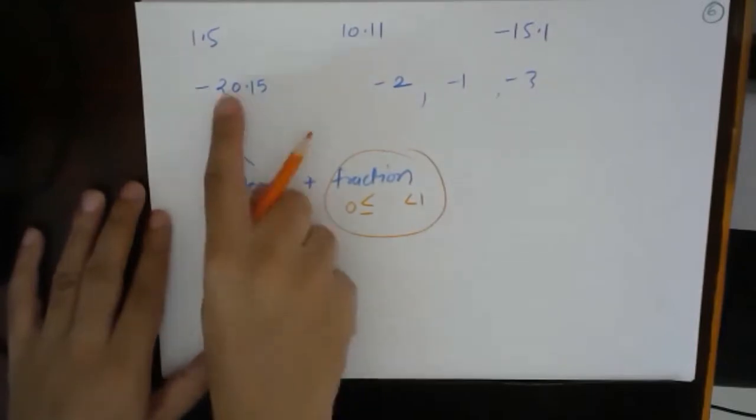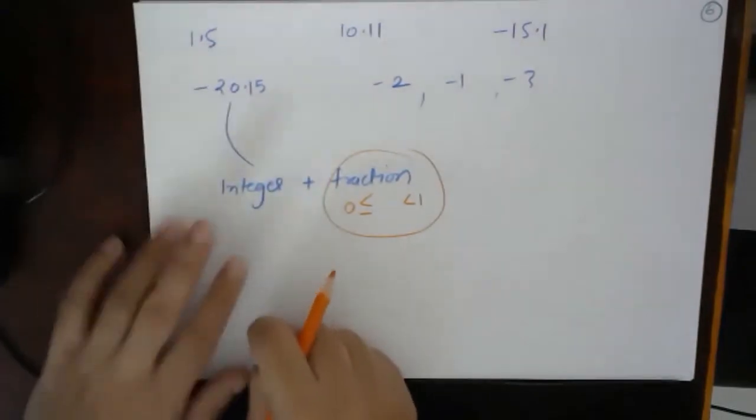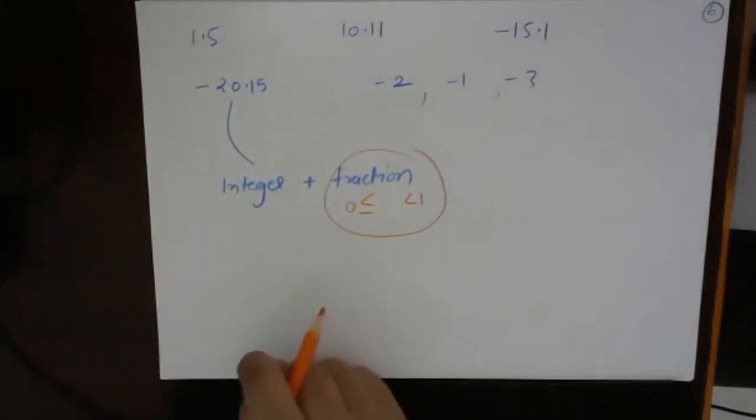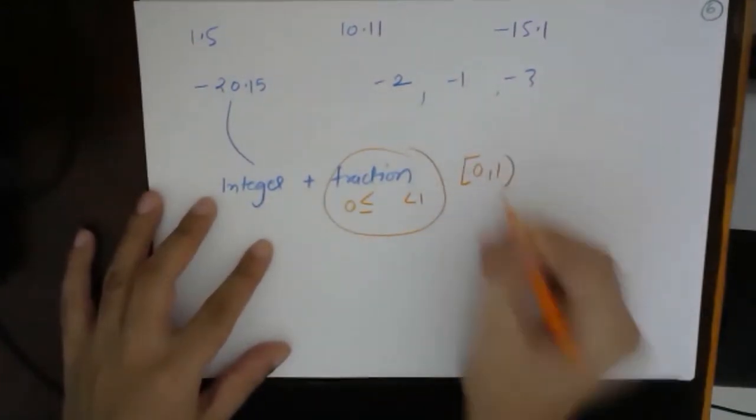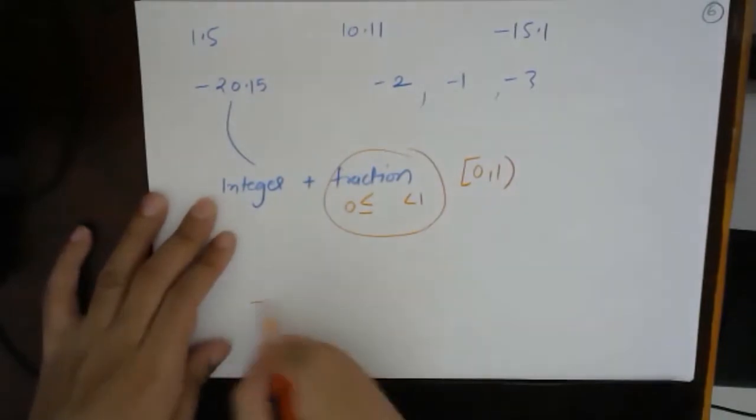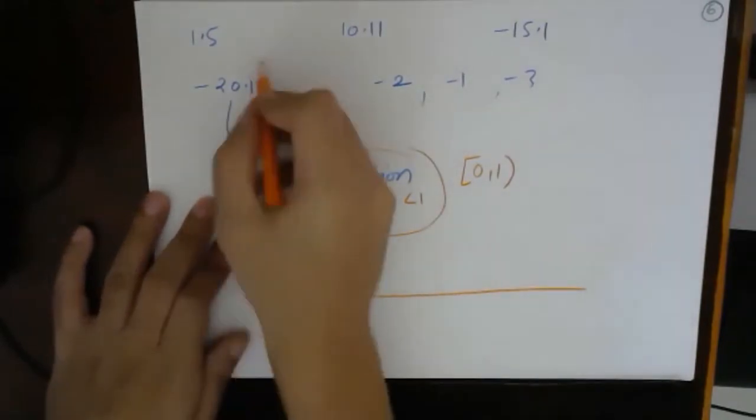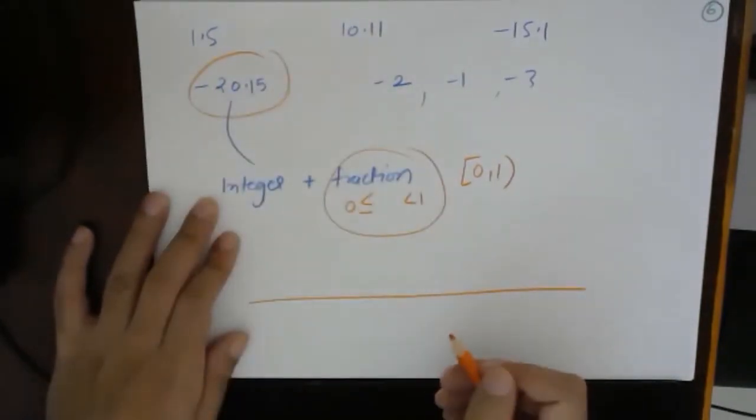Now I have to check what is the integral value of this. Yes, between 0 to 1. So you can also write it 0 to 1. So let's draw a number line. For this one, I'm showing you once again. Let's draw a number line.